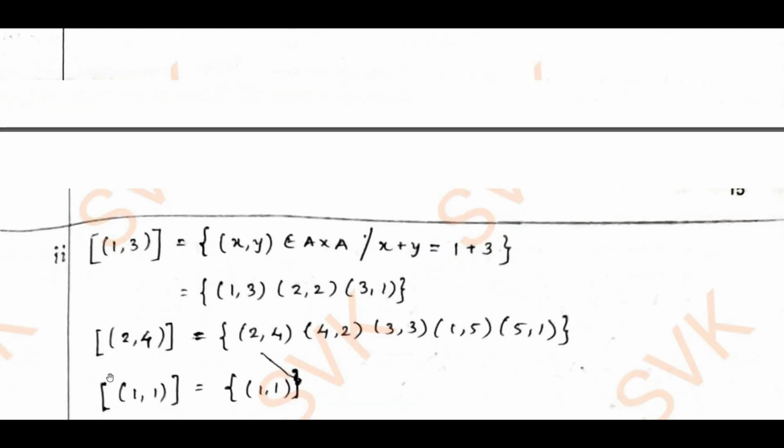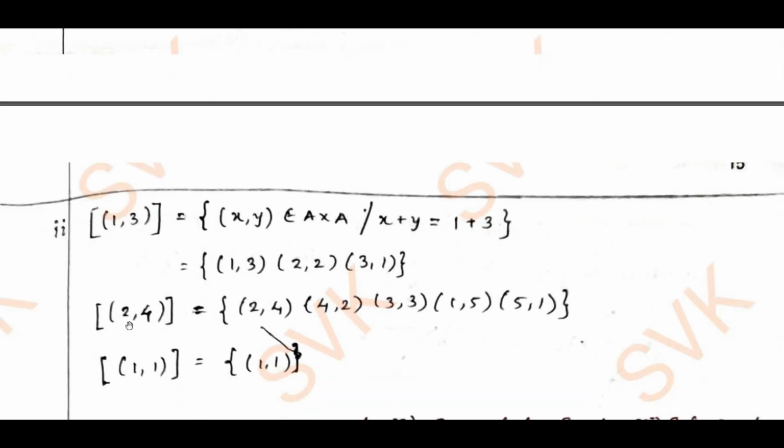Similarly, what will be the equivalence class of the ordered pair (2, 4)? So 2 plus 4 will be equal to how much? 6. I need to find the ordered pairs getting the sum of the two values as 6. So (2, 4), (4, 2), (3, 3), (1, 5), (5, 1). These are all the possibilities of ordered pairs with sum 6. So therefore these represent the equivalence class of (2, 4).